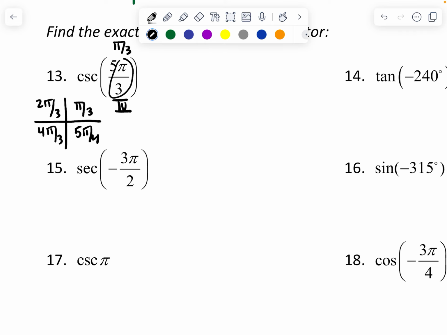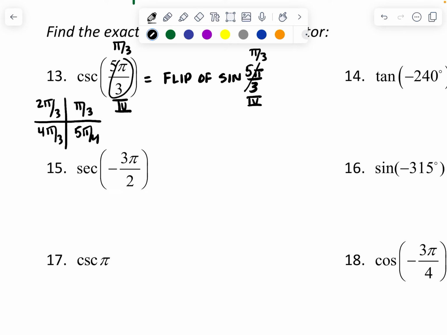Now the other issue I have is this cosecant. I don't like that. I know cosecant is the flip of sine of 5 pi over 3. So basically, I want to find the sine of 5 pi over 3, knowing that its reference angle is pi over 3, and then I am in quadrant 4.